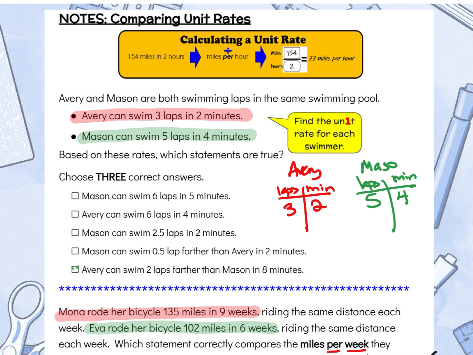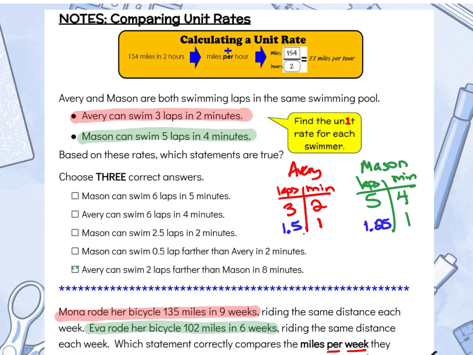Okay, we can find our unit rate. Right, so that would be 1 minute for each of them. So if I'm dividing 3 divided by 2, then I get 1.5 for Avery. And then 5 divided by 4 is 1.25 for Mason. There we go. All right, now let's read our statements.